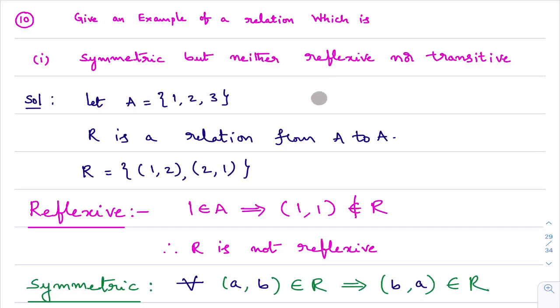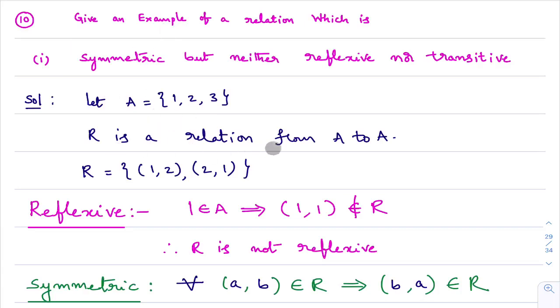Okay. First bit is like this. We need to write a relation which is symmetric but not reflexive, not transitive. I considered a set A like this: 1, 2, 3. It is not compulsory that you also take 1, 2, 3. You can take 4, 5, 6. You can take -1, -2, -3 like that. They are asking to give an example. That's why I took a simple example, set A like this.